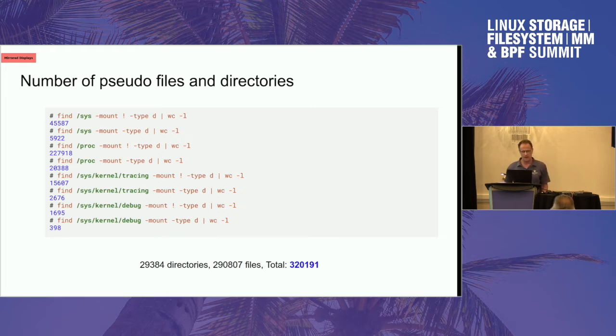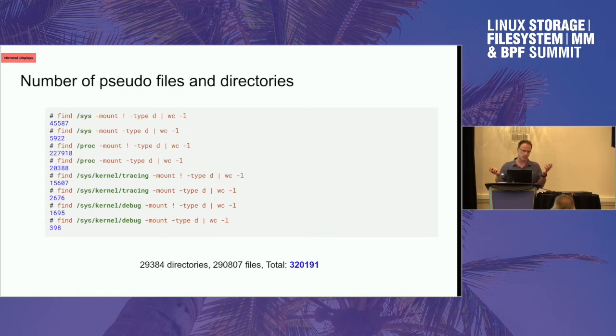So I just did this on one of my machines. I'm curious, how many sysfs files are there? First, I asked how many files are there in /sys? That's 45,000. How many directories? 5,922. How many are in the proc file system? Now, of course, procfs expands with how many tasks you have, and this is just a normal machine, like the server I'm running. On this basic server I had 227,000, actually closer to 228,000 files with 20,000 directories.